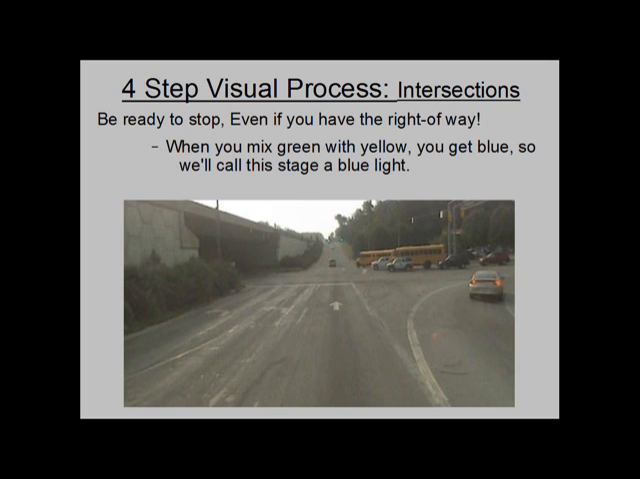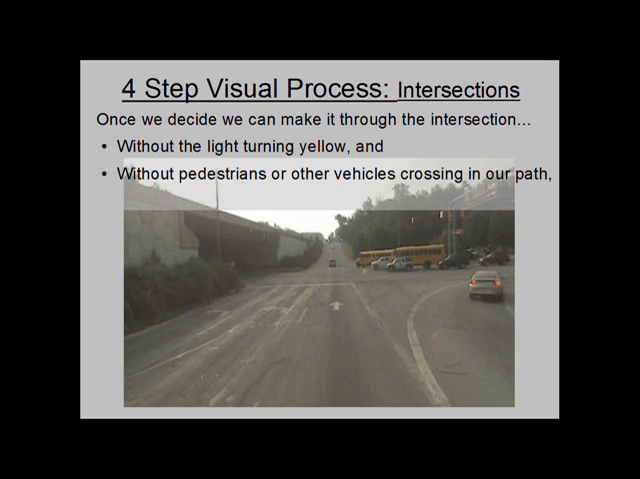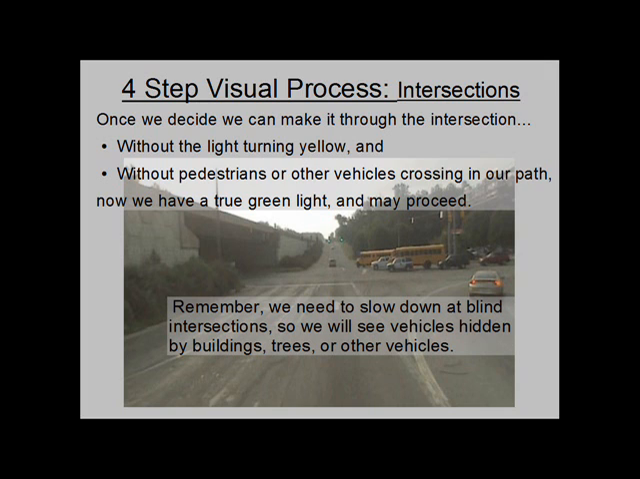When you mix green with yellow, you get blue, so we'll call this stage a blue light. Once we decide we can make it through the intersection without the light turning yellow and without pedestrians or other vehicles crossing in front of our path, now we have a true green light and may proceed. Remember, we need to slow down at blind intersections so we will see vehicles hidden by buildings, trees, or other vehicles.